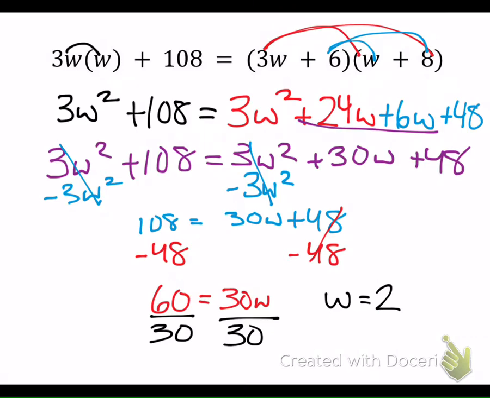Did it ask me for the original width? No, it asked me for what? The original dimensions. So I need length and width. I have width and everything is in meters. So I'm going to put 2 meters by what? Well, how long was the original length? 3x. Well, if x or w or whatever variable you are using was 2, 3 times that is 6.